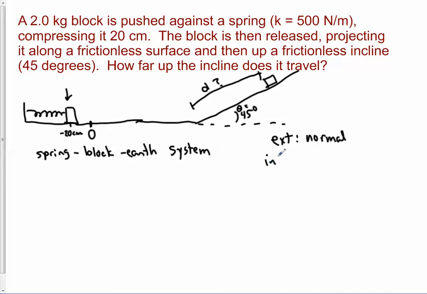And the internal forces, well, there's the spring force between the spring and the block, and between the block and the Earth, there's gravity, and those are both conservative. Normal force doesn't count, so it's isolated, and we only have internal forces that are conservative, so we get to use conservation of mechanical energy. So the mechanical energy it has right way back here at the beginning is going to be the same throughout the whole trip, and in particular it's going to be the same as it has right at the end.